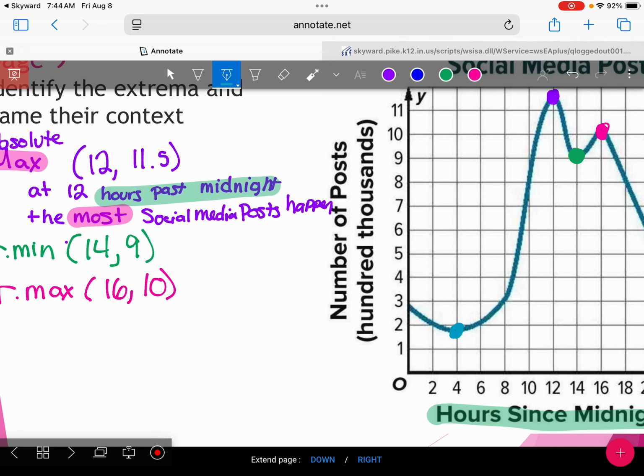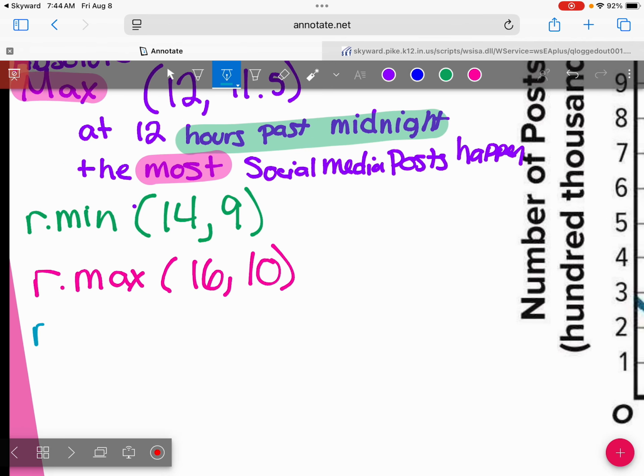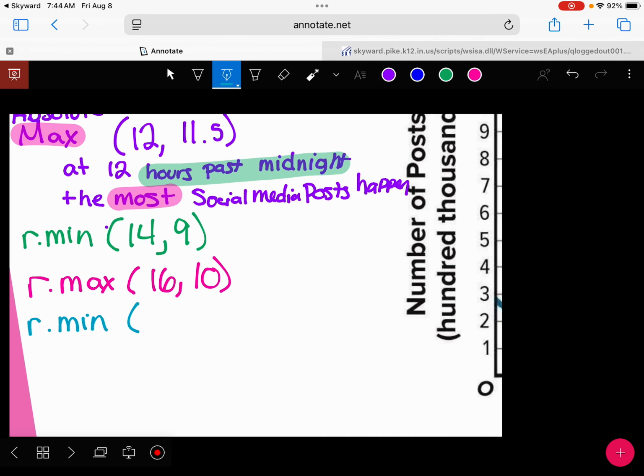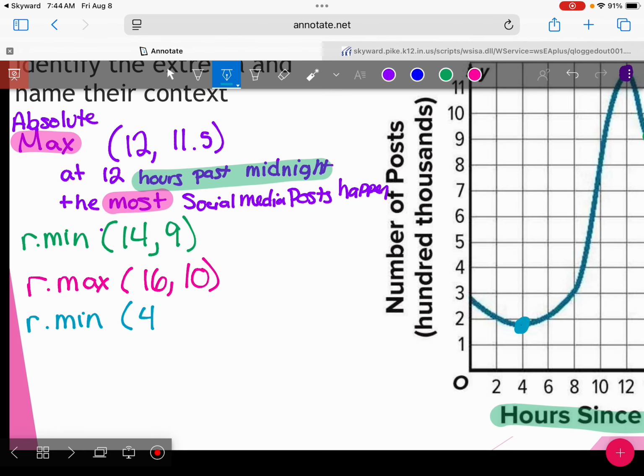Okay? So we have another relative minimum, because it's in a valley, at the point 4, comma 2. And again, if you want to put that as 4, comma 1.8, totally fine. 1 3/4, totally fine. 2, totally fine. Just don't flip them. Okay?